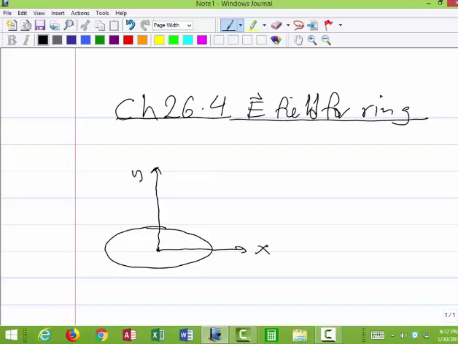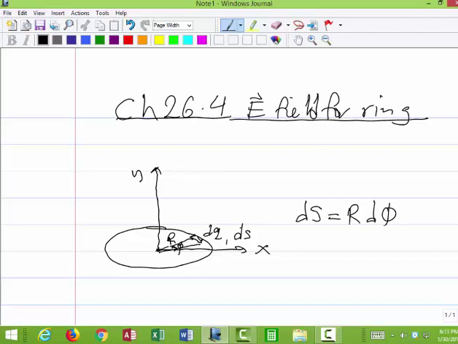And we'll take a certain segment of the ring like that. This segment will have a charge dq, and we can say that it has a length ds. I'll tell you shortly why I'm using ds. The ring has a radius r, and we can say the angle of this segment is phi. So that length ds can be written as r times d phi.